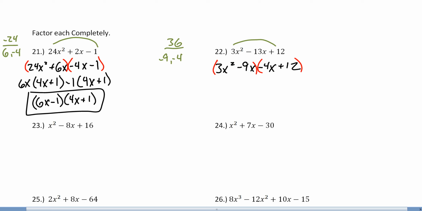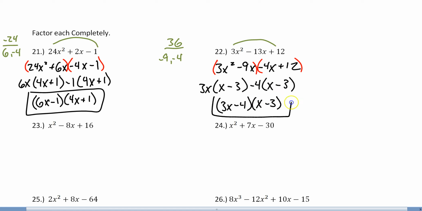Out of that first group, it looks like I can factor out a 3x. And when I divide that out, it leaves me with an x minus 3. Out of the second group, I can factor out a -4. And really, anytime I see a negative in front of this term, I'll factor out a negative. But that leaves me with an x minus 3. Just be careful with your signs. And I've accomplished the goal of having the same thing in each of the parentheses. So now my two factors are the 3x minus 4, that's the stuff on the outside, and the x minus 3, which is the stuff on the inside. Okay.